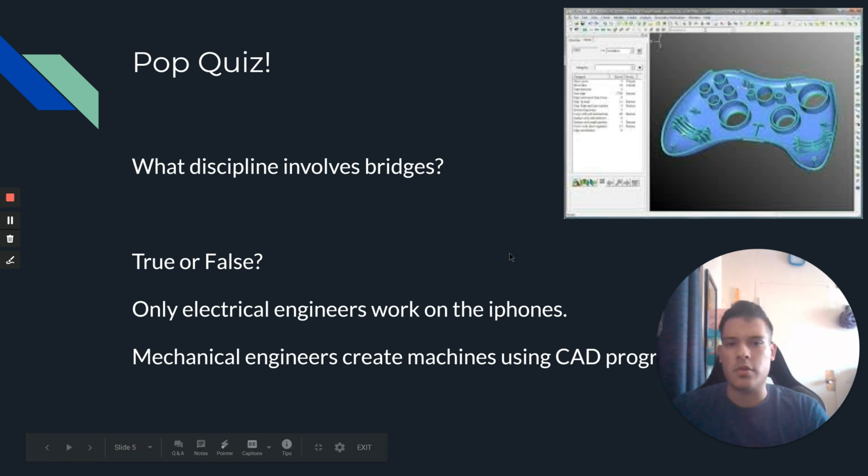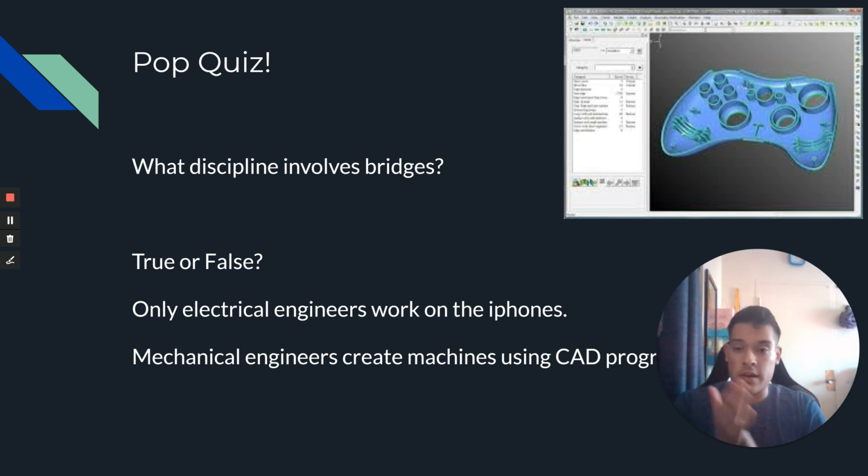So, our pop quiz. What discipline involves bridges? You can pause the video right now, and the answer is civil engineering. So if you got that right, pat yourself on the back. True or false: only electrical engineers work on iPhones. Oh, trick question. The answer is no.